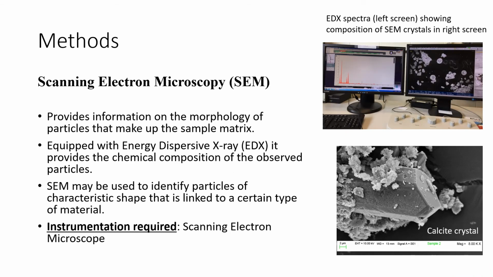We can use scanning electron microscope to visualize the morphology of particles that make up the sample matrix. When equipped with energy dispersive X-ray or EDX, it also gives the chemical composition of the observed particles. SEM may be used to identify particles of characteristic shape that is linked to a certain type of material. For example, fly ash is known to consist of perfectly spherical particles, or calcite crystals have characteristic hexagonal plates.